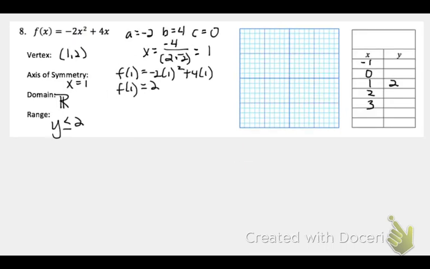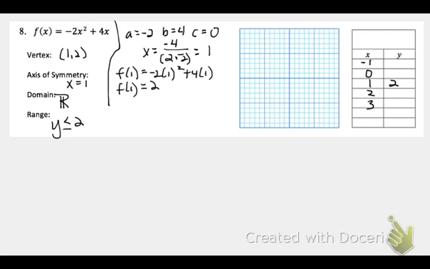Number 8 is in standard form. So even though you don't see a c value, it is 0. So start by picking out your a, b, and c values. And then find the vertex by taking the opposite of b, dividing it by 2 times a, which will give you positive 1, and then plug that in, which will equal 2. So your vertex is the point (1, 2).